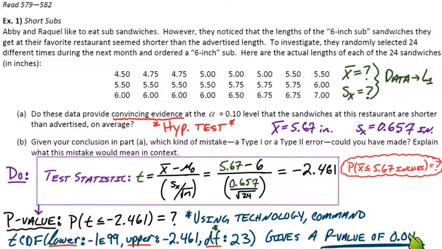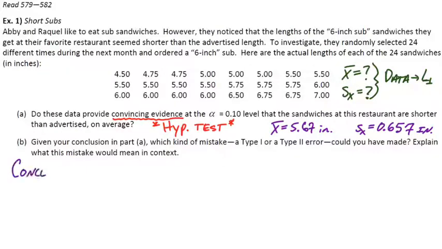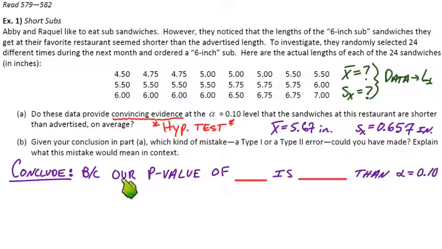Okay, so if the p-value is 0.011, we got that from the tcdf command, you should probably have a pretty good idea right now as to whether you're going to reject or fail to reject the null. So now time for the last step, the conclude step. So first we have to make the right decision, and I'm actually going to leave some blanks here. So we have to say, because our p-value of blank is blank, then alpha equal to 0.1, we blank. That's the decision.